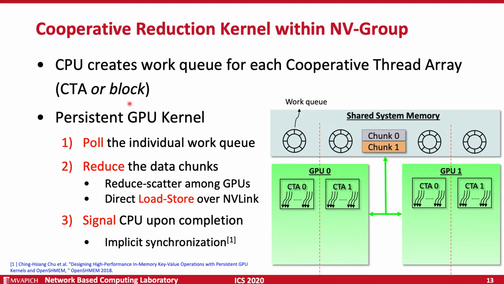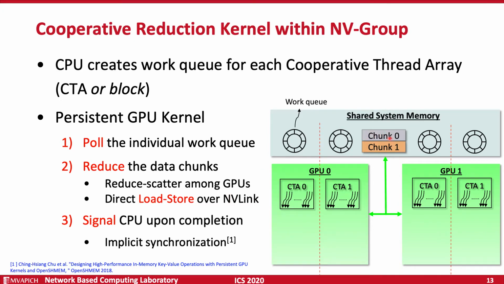We call it CTA, or some people call it thread block. So it's basically a block of threads. The basic idea is, if there are some data chunks that need to be reduced, the GPU will assign the work to each CTA, and each CTA will start working on that independently, so there's no dependency there. So with this kernel, each CTA will just poll the individual work queue, and each CTA will start doing the reduce if there are requests coming.